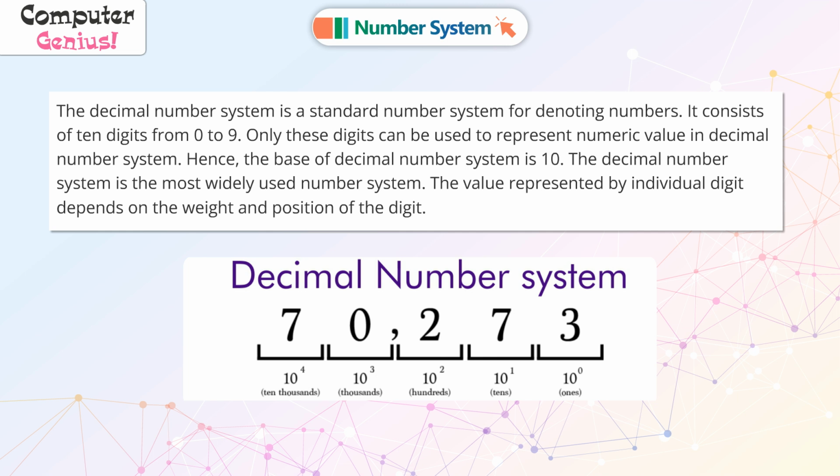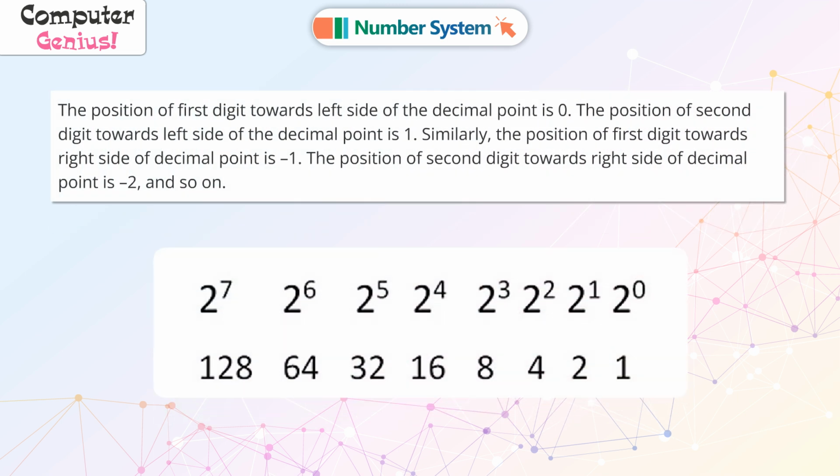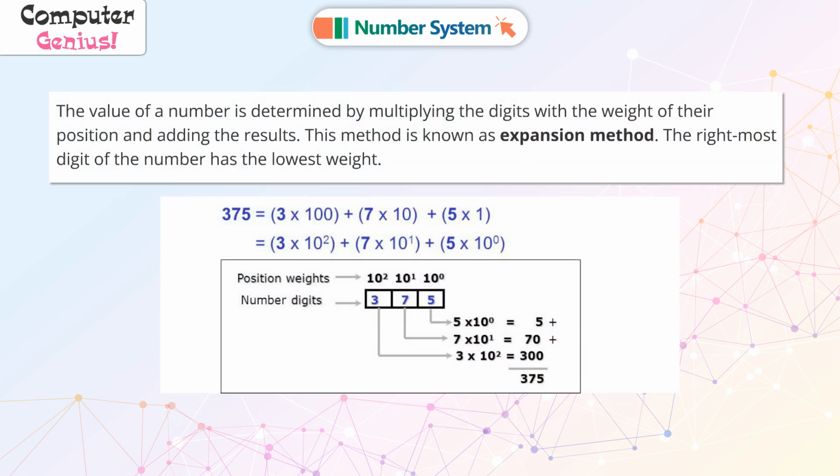The value represented by an individual digit depends on the weight and position of the digit. The position of the first digit towards the left side of the decimal point is 0. The position of the second digit towards the left side of the decimal point is 1. Similarly, the position of the first digit towards the right side of the decimal point is -1. The position of the second digit towards the right side of the decimal point is -2, and so on. The value of a number is determined by multiplying the digits with the weight of their position and adding the results. This method is known as expansion method.